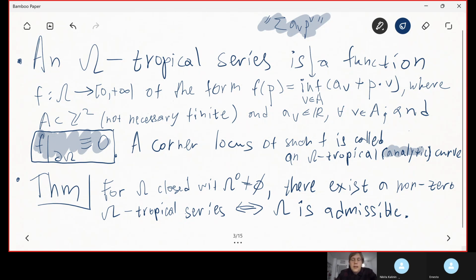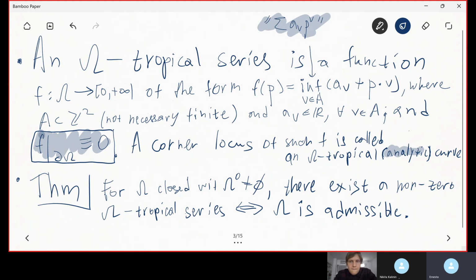So that's why we like admissible domains, because they have some tropical series. And to mention it, all the limiting toppling functions from the sandpiles will be omega tropical series. So that's why we like them, and that's how we learned about these omega tropical series. We learned them from sandpiles.